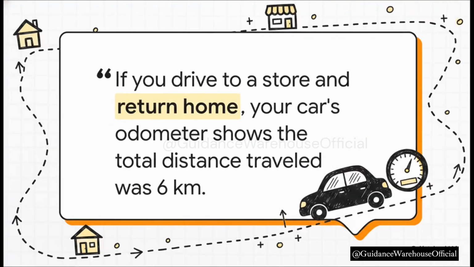Let's use an even simpler example. Imagine you're just running a quick errand. You drive to a store, it's 3 kilometers away, and then you drive right back home. The total distance you traveled is pretty obvious, right? Your car's odometer is going to show that you drove 6 kilometers total.